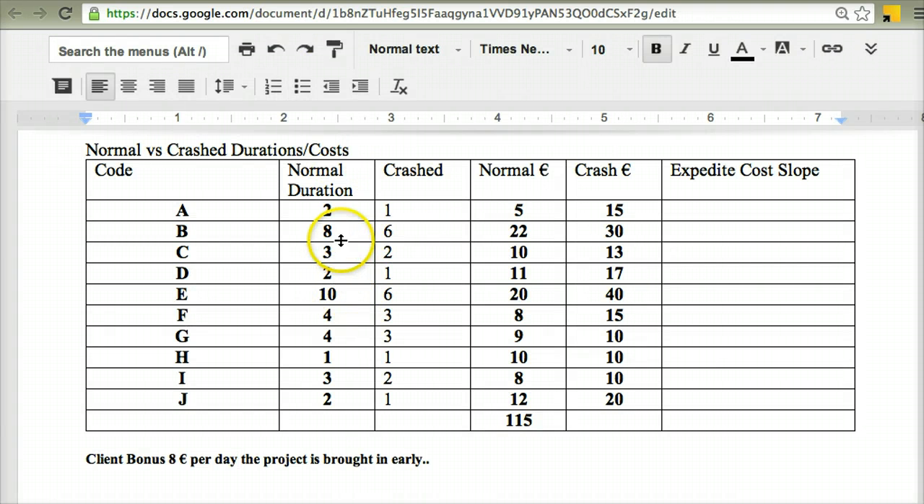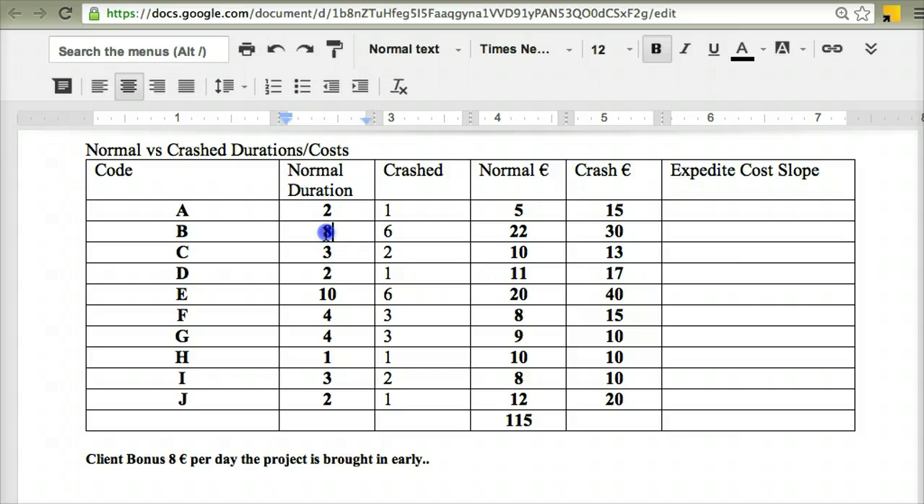Beside that, we've listed all the crash durations that we could possibly have for these activities. For instance, my normal duration of activity A is 2 days. That would be the normal duration it would take to complete this task, given the resources or personnel that I've allotted to that task. As a project manager, having investigated more closely, I have decided that I can possibly crash this activity down to 1 day if I really need to.